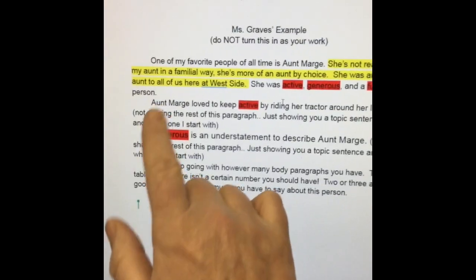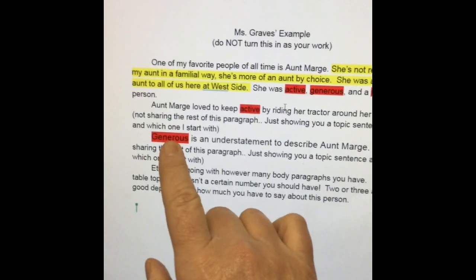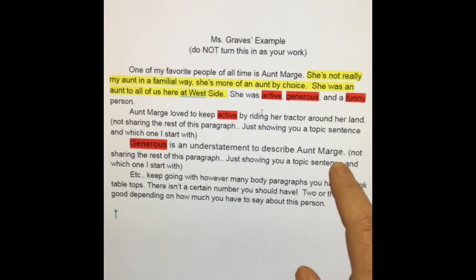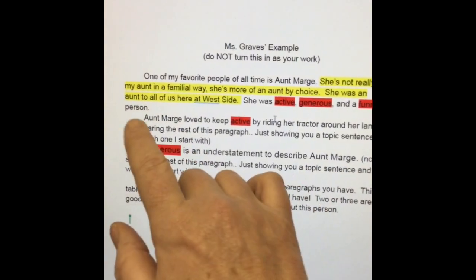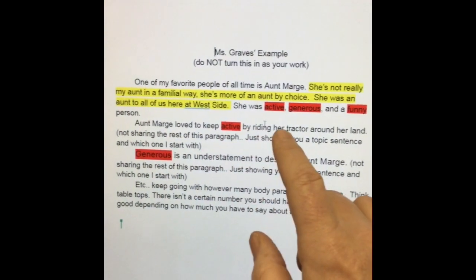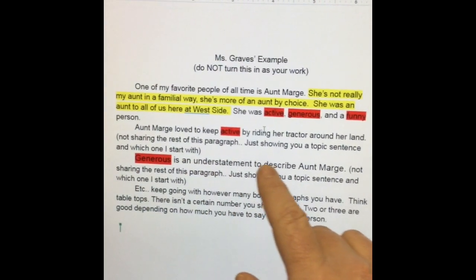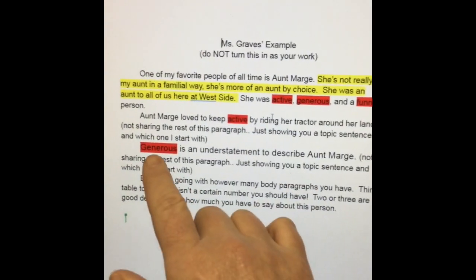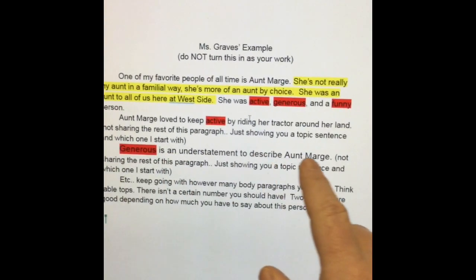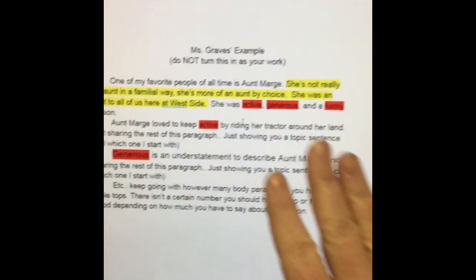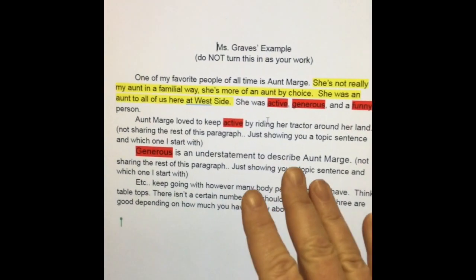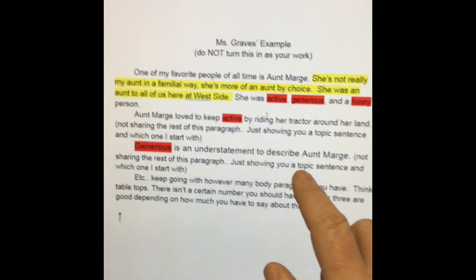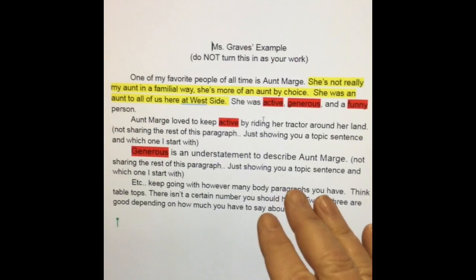My second body paragraph, you can see I dropped down and I indented, and I put generous is an understatement to describe Aunt Marge. What I tried to do is I tried to make sure I didn't put the first reason why I love Aunt Marge is she was active. The second reason why I love Aunt Marge is she was generous. I don't want the same sentence pattern, so I tried to mix it up by putting generous is an understatement to describe Aunt Marge. And then I'm going to give lots of examples and talk about how she was generous. I'm not listing it. She was generous because she made me cookies, period. She was generous because she took me places, period. I don't want to do that.